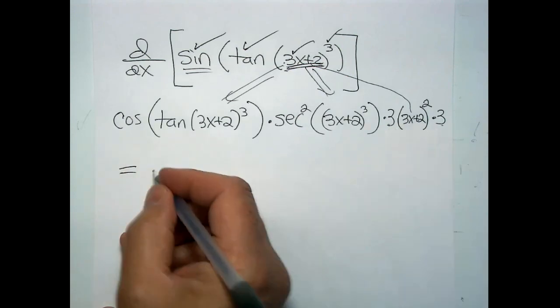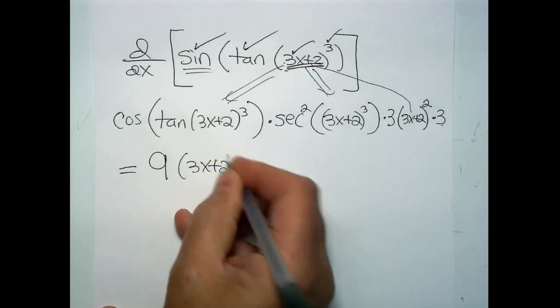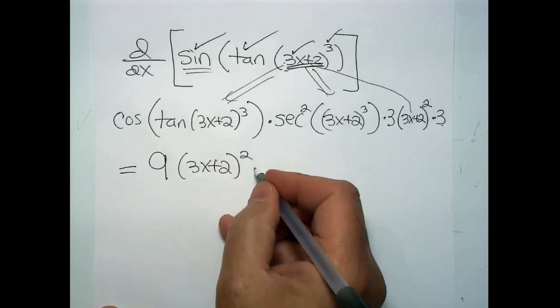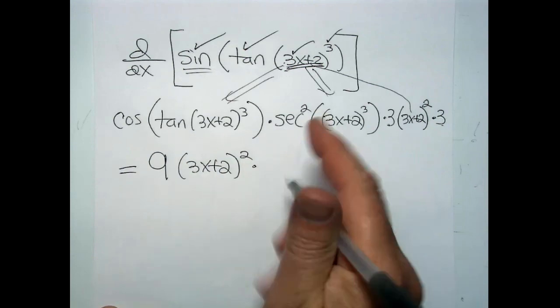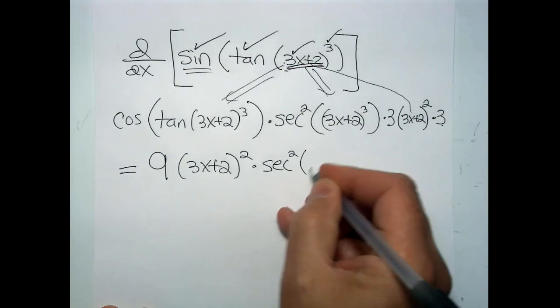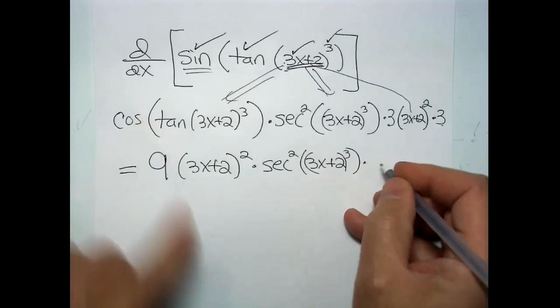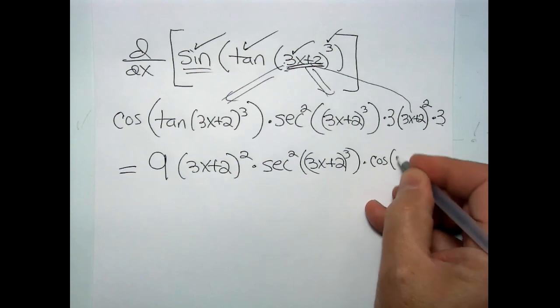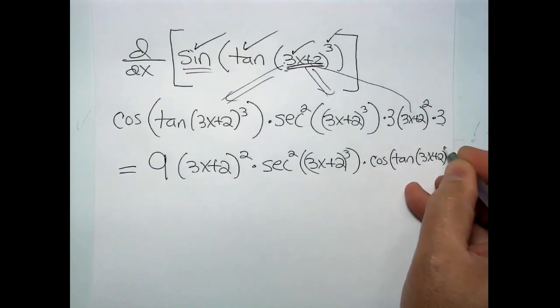Well, 3 times 3 is 9. And then maybe you could put 3x plus 2 squared next. And then, I mean, these are equally more complicated, I guess maybe that one might be next. I like to make it more complicated as you get to the back here. And then the final one is a cosine of a tangent of 3x plus 2 cubed.